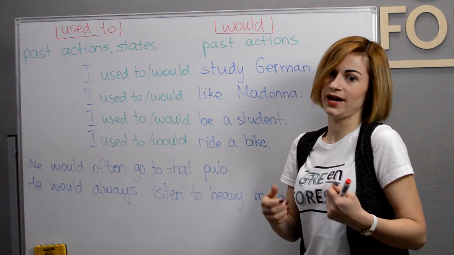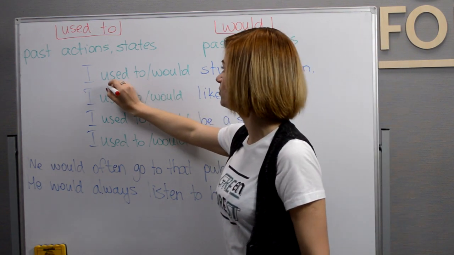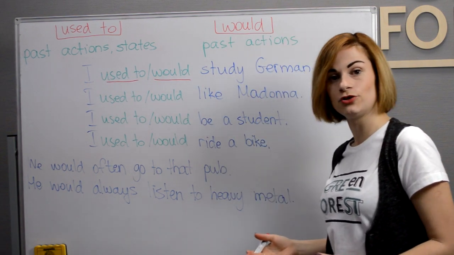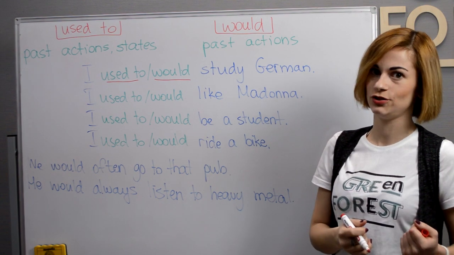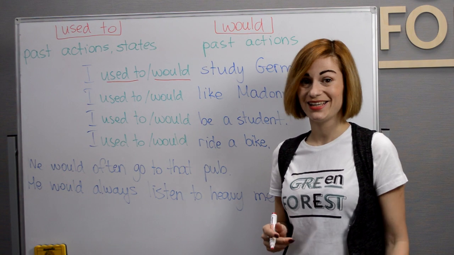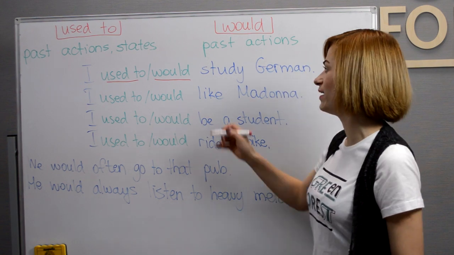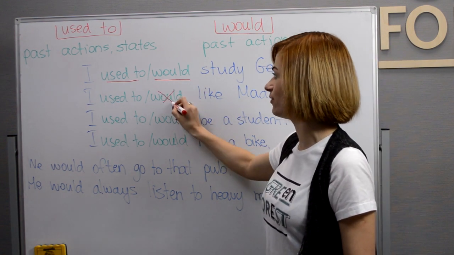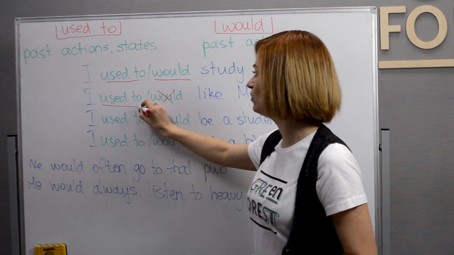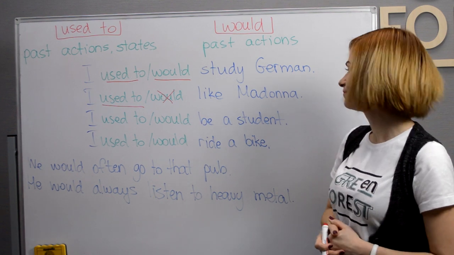Yeah, it is quite active, that's why both of the options are correct here. I used to study German or I would study German. Like Madonna. Like is a state verb, that's why would is not possible here. And only one choice you have. I used to like Madonna.